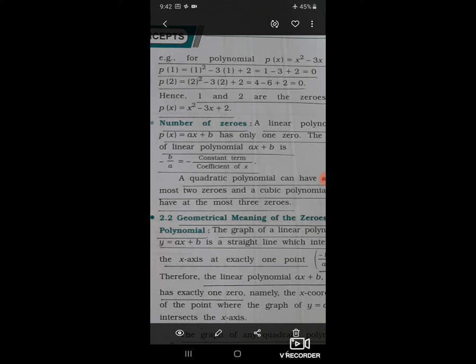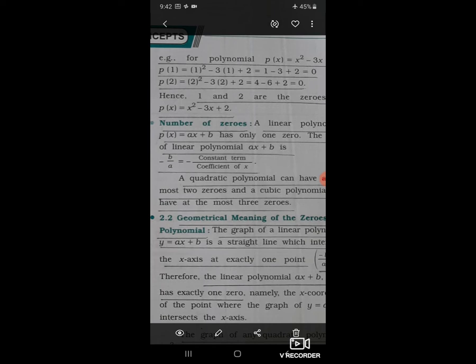This is the formula to find the zero of a linear polynomial. Once again, the zero of a linear polynomial is equal to minus b upon a, where b is the constant term and a is the coefficient of x. A quadratic polynomial can have at most two zeros, and a cubic polynomial can have at most three zeros.